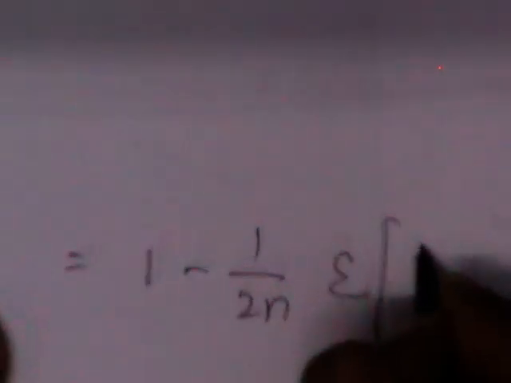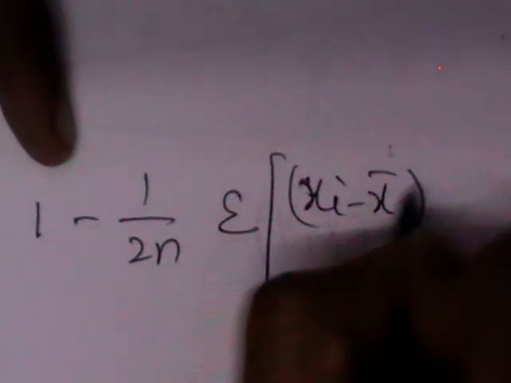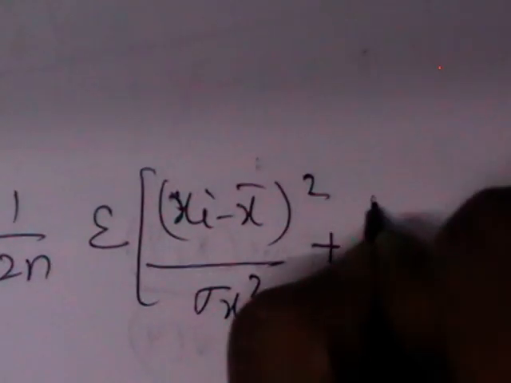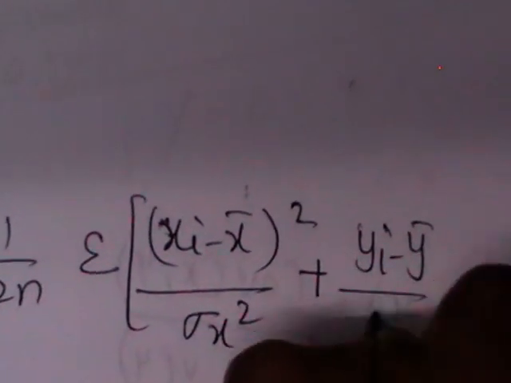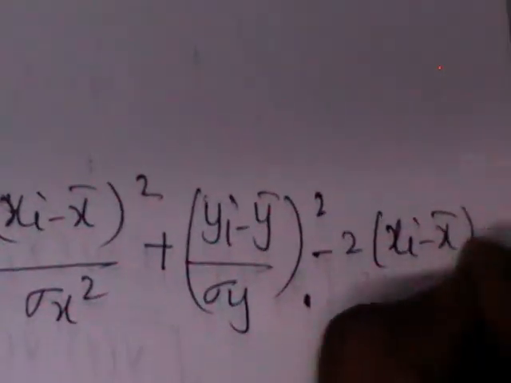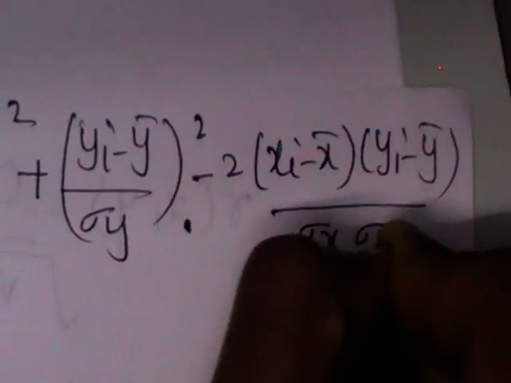Okay, now as it is a squared term, you need to expand this by using the identity. So this is nothing but 1 minus 1 by 2n sigma. We have xi minus x bar, whole square by sigma x square, plus yi minus y bar by sigma y, whole square, minus 2 xi minus x bar into yi minus y bar by sigma x sigma y.